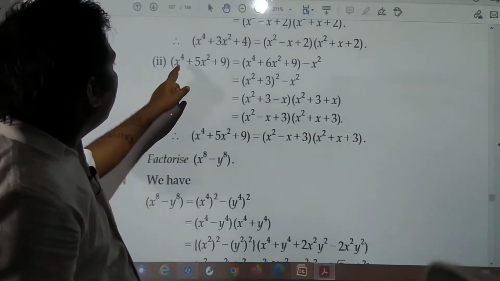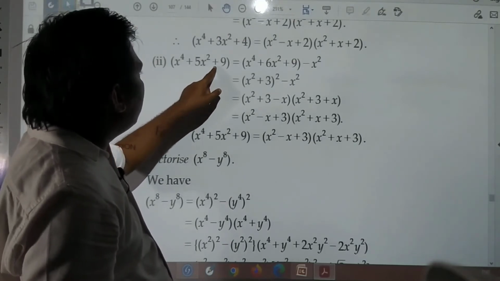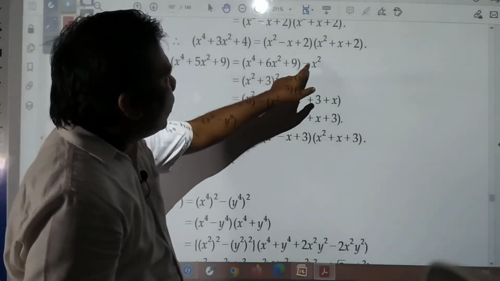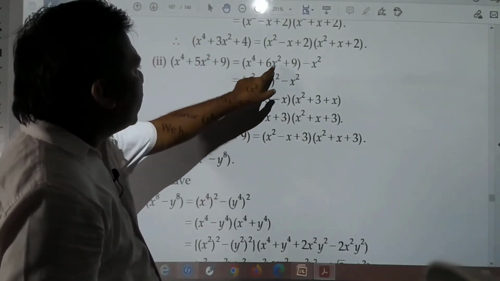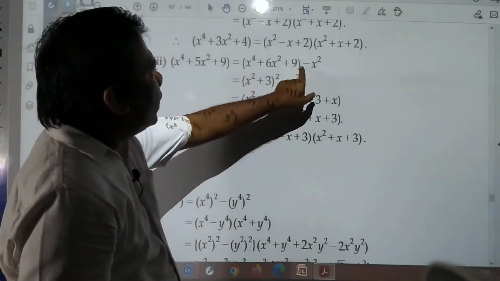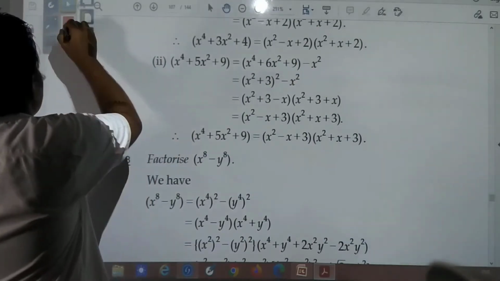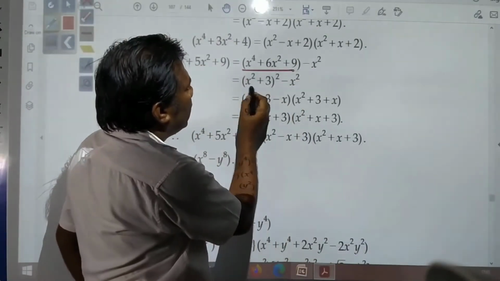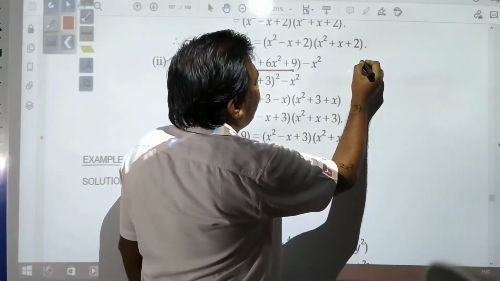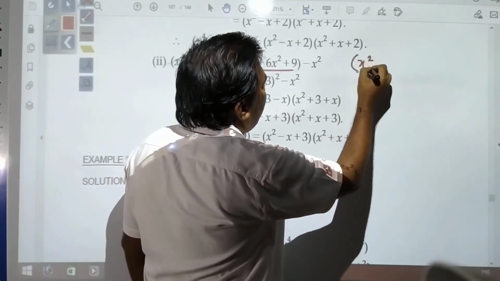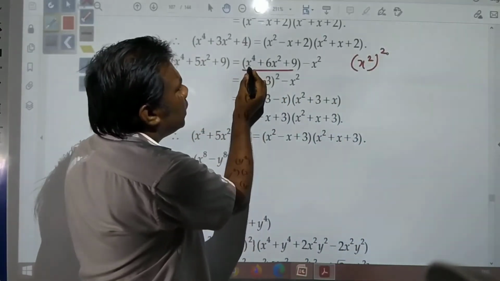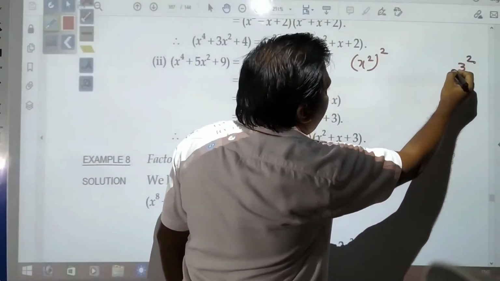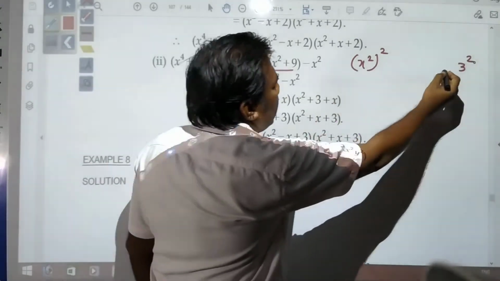Next you see x^4 + 5x² + 9. Again the same thing has been done. x² is required to be added on this so that you will get formula, and here minus x² has been done. So you see how you have got this one. x^4 can be written as (x²)². This you write 3², 3² we have written.